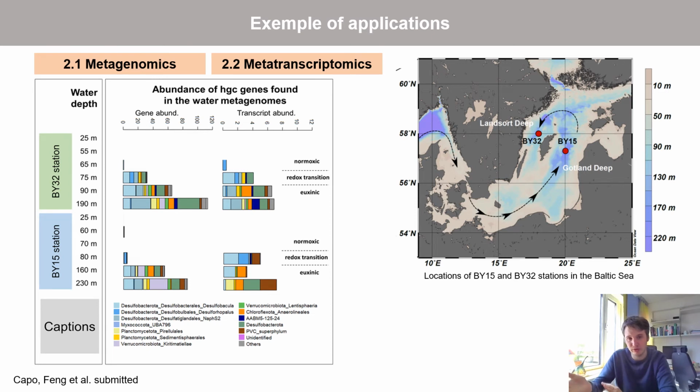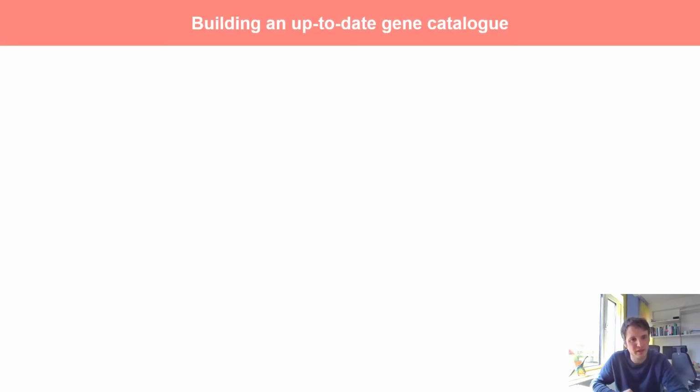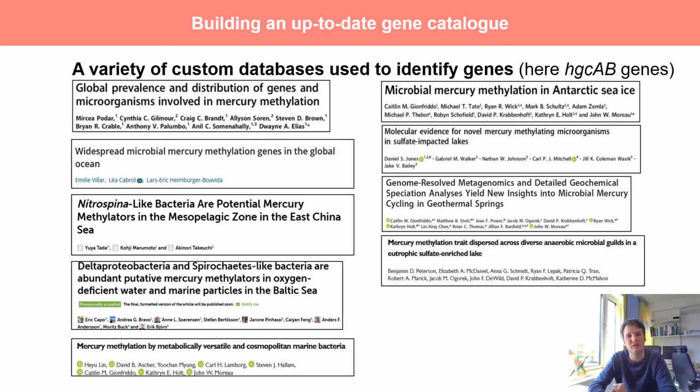This was just to illustrate two examples of molecular methods you can use to identify microbes involved in mercury transformation in those ecosystems. Okay, I will continue and conclude this talk with building an up-to-date gene catalog for Hg cycling genes. When I started my postdoc with Eric Björn, my task was to actually look for mercury methylators in the Baltic Sea water column, as I just showed in the previous slide.